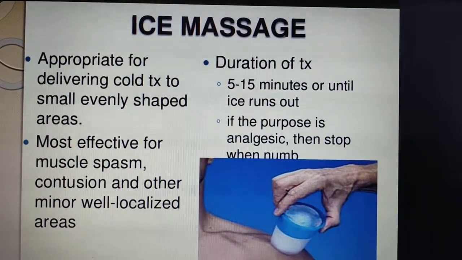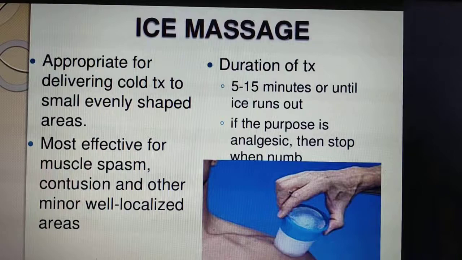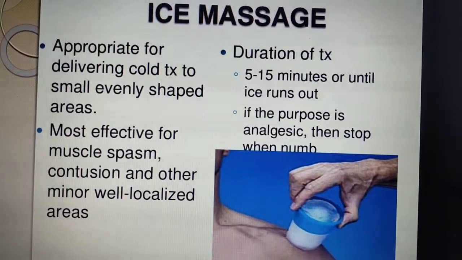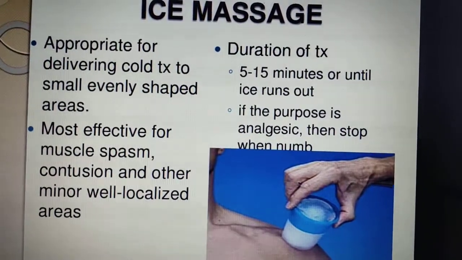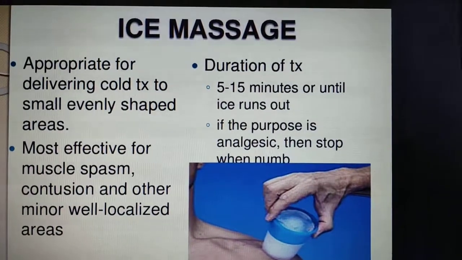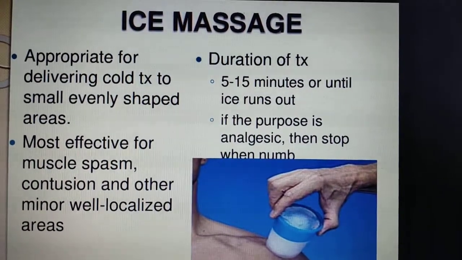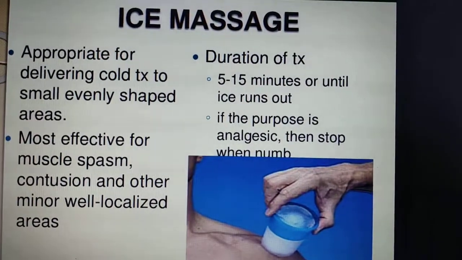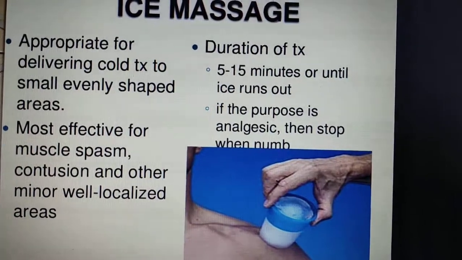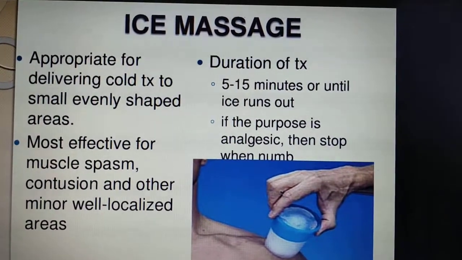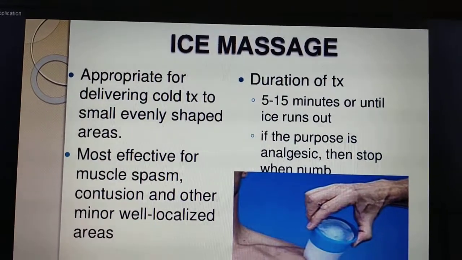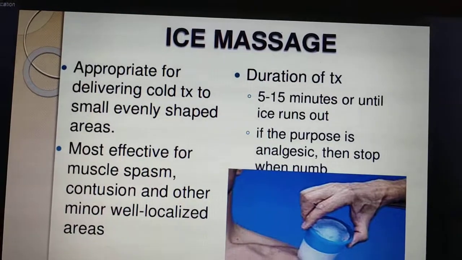It is appropriate for delivering cold treatment to a small, evenly shaped area. It is most effective for muscle pain, muscle spasm, contusion and other minor, well-localized areas. Duration is up to 5 to 15 minutes or until the ice runs out. If the purpose is analgesic, then stop when numbness happens. So we can use it for 5 to 15 minutes or until the ice melts. This is what we call ice massage.